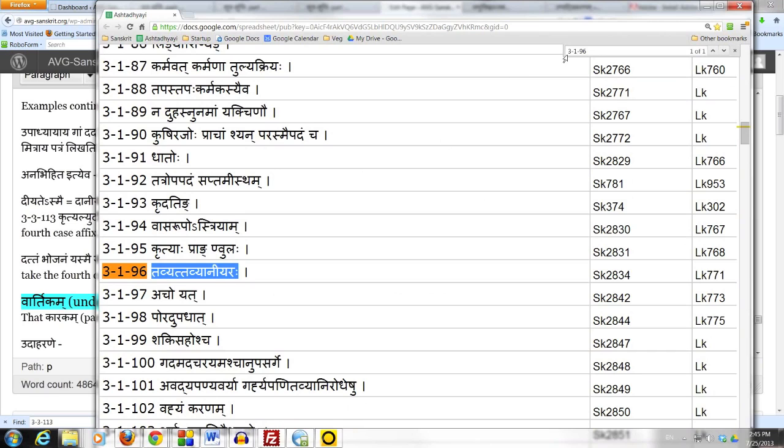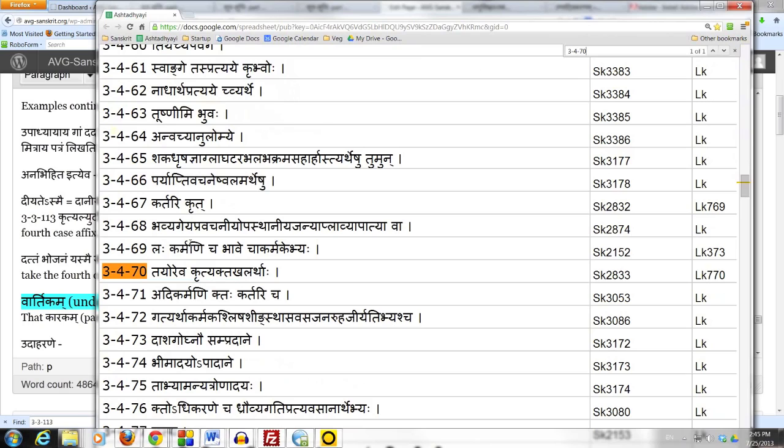Sampradanam. Recall that Aniyar is a Kritya Pratyaha prescribed by 3196 Tavyatavyaniya, which we have studied. Now normally a Kritya Pratyaha is used only bhave or karmani, not in the sense of sampradane. Because 3470 says Tayoreva Kritya Ktakkhalarthaha. So a Kritya Pratyaha as well as the affix kta, as well as the affixes in the sense of khal, are to be used only in the sense of karmani or bhave. This is the anuvritti of karmani and bhave coming down from 3469. So the tayoho in 3470 stands for bhava karmanoho.